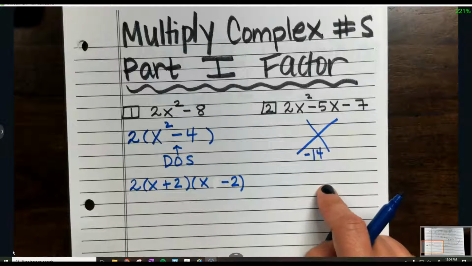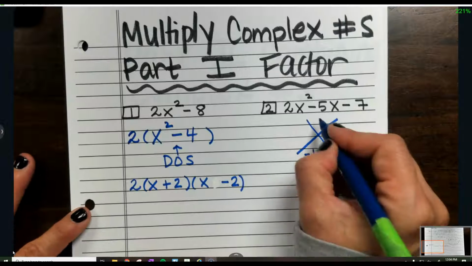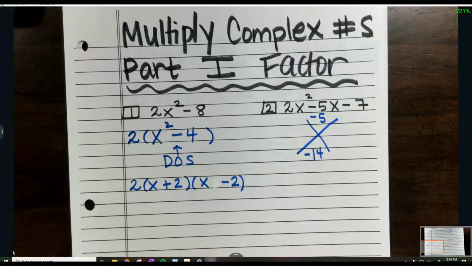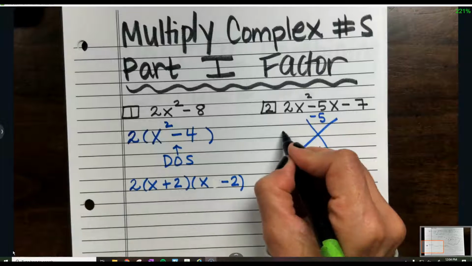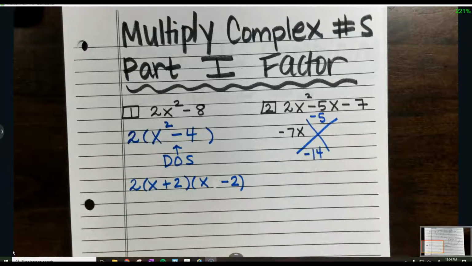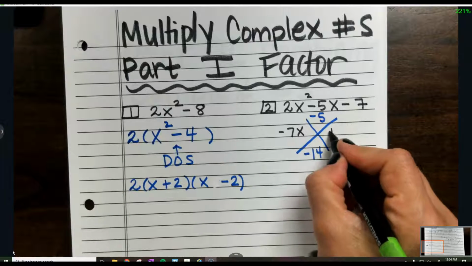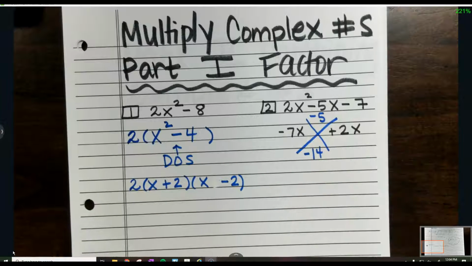And what do I write at the top? Negative 5, yes. So I wonder what 2 numbers multiply together to make a negative 14, but add to make a negative 5. 7, 2. Yes. So please write negative 7x there. And then please write positive 2x. And then remember, we do factor by grouping. That's really what the term is called.